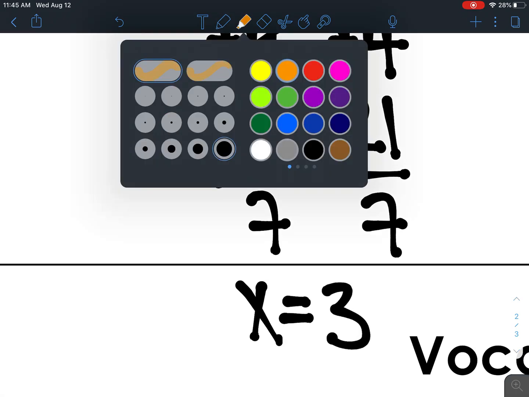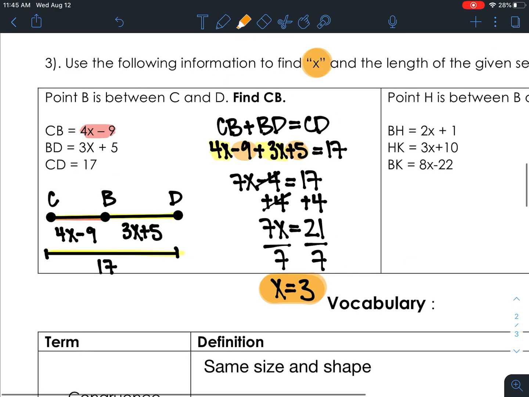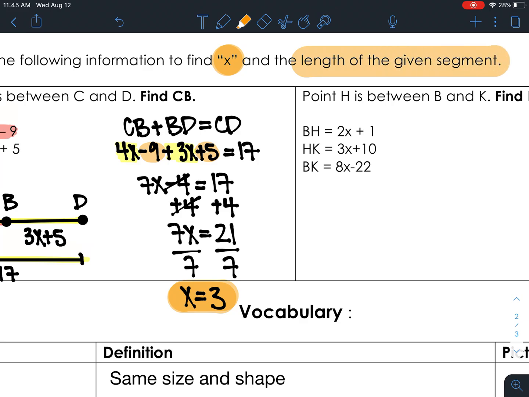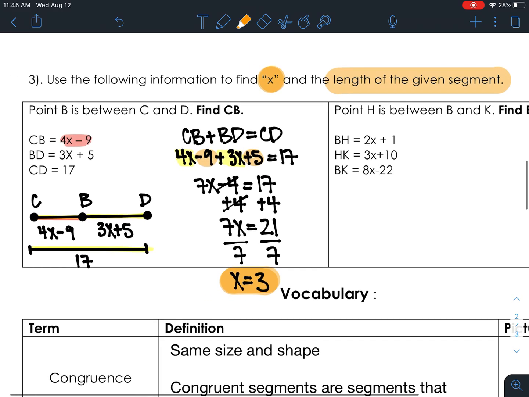So that right there is our first answer, all right? Because the question is saying find x, but then it's also saying to find the length of the segment, okay? Now that's going to be a numerical value. So in this example, it says to find the length of CB right here, okay? So if CB is the expression 4x minus 9, how can I use x in order to find the numerical value of CB? Well, we can take that 3 and plug it into that x and then simplify, right? Which is exactly what we're going to do.